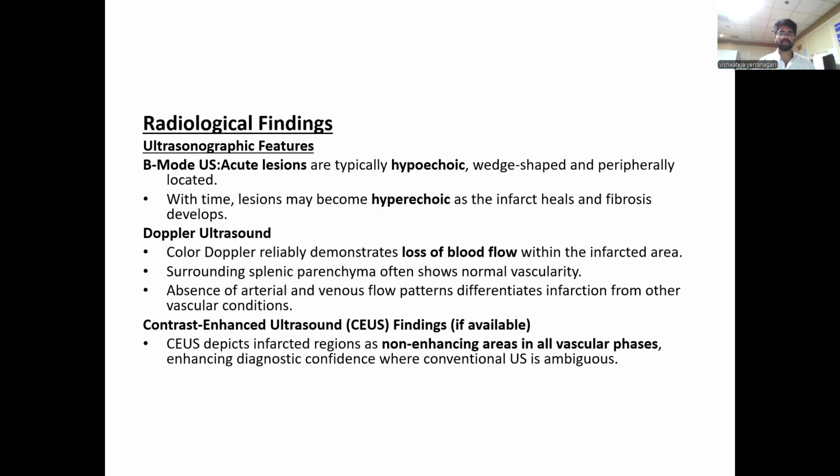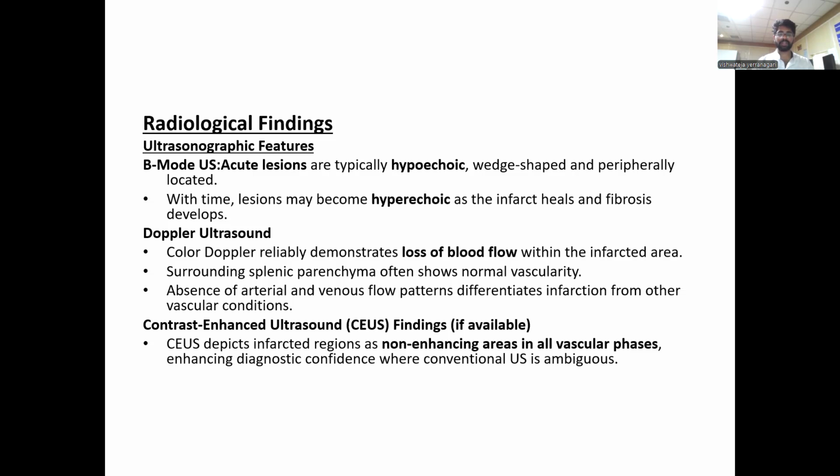Radiology findings, ultrasonographic features. On B mode ultrasound, we will be seeing hypoechoic, wedge-shaped, peripherally located lesions. With time, lesions may become hyperechoic as the infarct heals and fibrosis develops. Doppler changes demonstrate loss of blood flow within the infarcted area, while the surrounding splenic area shows normal vascularity. Absence of arterial and venous flow patterns differentiates infarction from other vascular conditions.